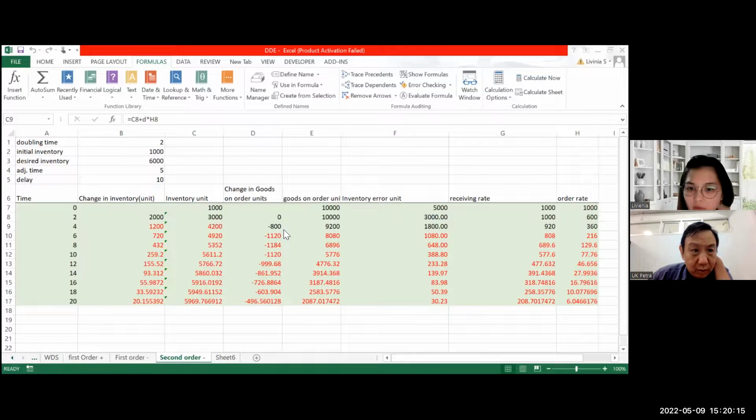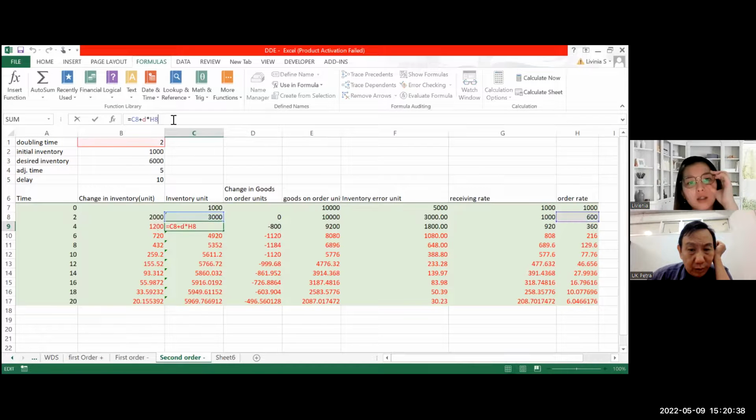Oh, that one is... in your slide, it should be 5,000. It means we only lack 800, right? To be 5,000. Do we need to count this also? No. B9 in my computation becomes 2,000. Yours is 1,200.